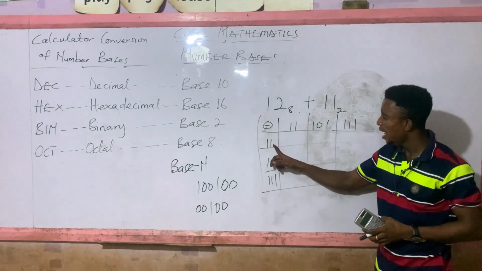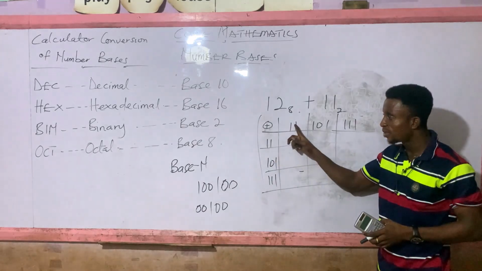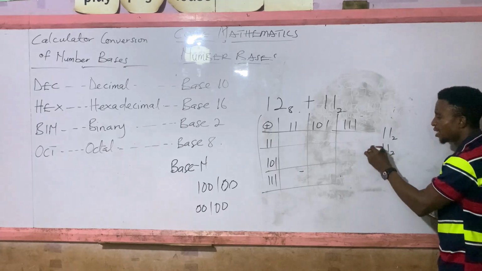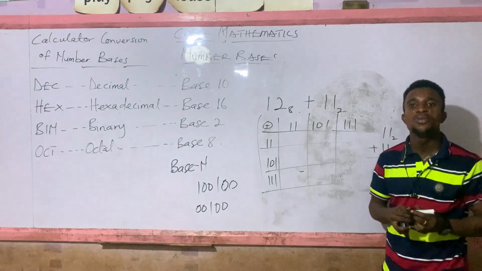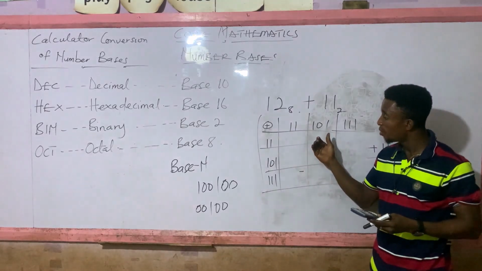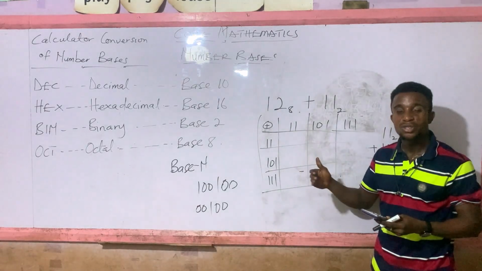So if you are asked to add this to that, you don't have to write 1, 1 base 2 plus 1, 1 base 2. You see, you're going to take long. So what do you do? You just use your calculator. We are doing everything in base 2. So what do you have to do?